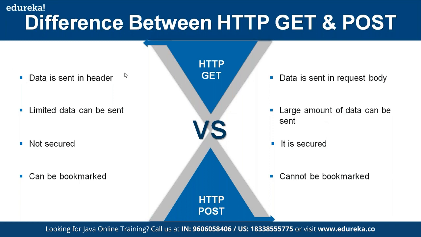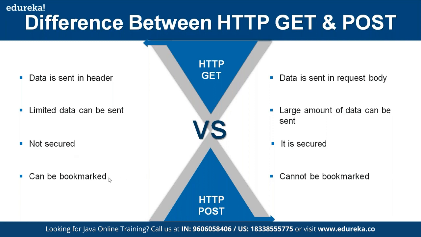In the GET method, I'll show you practically, data is sent as a query string, along with the URL itself. But in the case of POST, the data is sent along with the HTTP request object. So here data is sent in the header, whereas there data is sent with the HTTP request object.